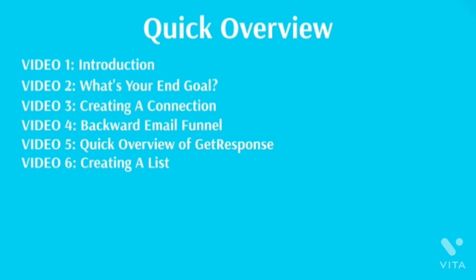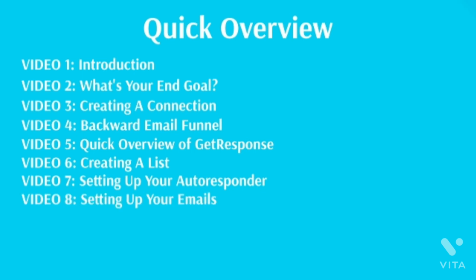So we're going to jump straight in. I'm going to show you how to create a list. I'm going to show you how to set up an autoresponder series in video number 7. Video number 8, we're going to show you how to set up your emails inside of GetResponse. How do you set up day 1, day 2, or based on how you want to set up these series, how do you set those up so that, let's say you have an email autoresponder series of 12 emails, how do you set that up properly so that it is released based on the time that you choose?